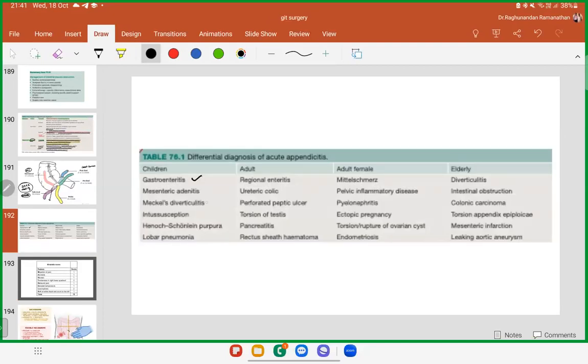Gastroenteritis must be ruled out. Meckel's diverticulum must be ruled out. Intussusception should be ruled out, because I already told you that in intussusception also there is going to be pain in the right iliac fossa. Therefore, it is very important. Lobar pneumonia must be ruled out.